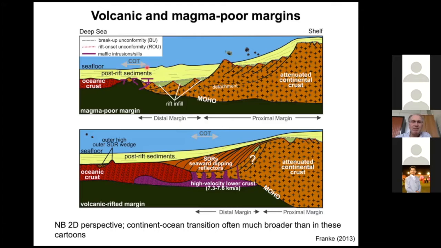Actually, in the literature, there are a variety of definitions for continent-ocean transition, some of which would include a much wider region than is marked on this diagram. It has to be said, this is very much a 2D perspective, and we'll see that some margins are fully 3D. Often the continent-ocean transition is much broader than in these cartoons. So this region of exhumed mantle might be 100 kilometers wide or more.